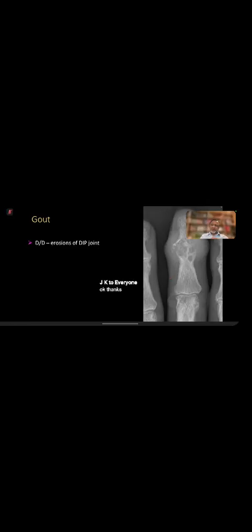Gout can occur in there, but you should have more destruction in Charcot's arthropathy. The question is what is the differential of gout with Charcot's, how to differentiate? There is more debris, more disorganization of the foot in Charcot's, and just ask the history. A patient will have no pain. It's very important.